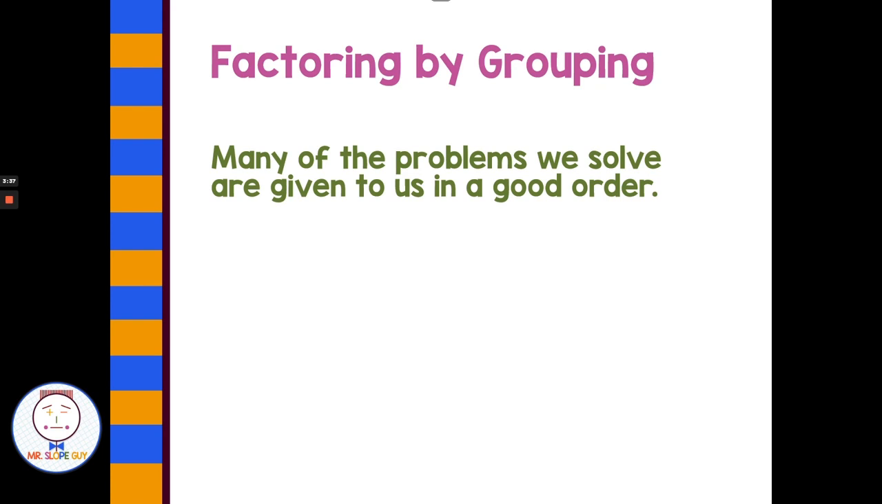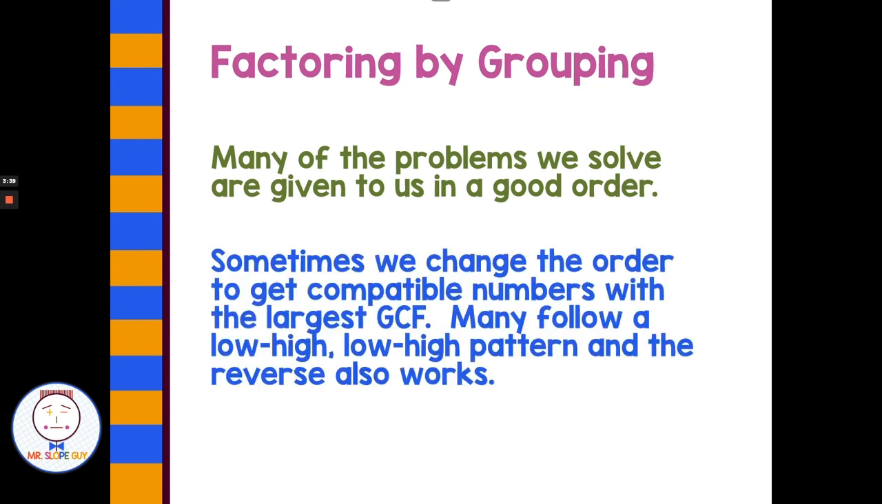So many problems we solve are given to us in a good order, but occasionally we need to change the order to get compatible numbers with the largest GCF, and many of them will follow a low-high pattern. Low-high, and the reverse would also work. But keep in mind, we're looking to get the same factors in parentheses to be able to use GCF repeatedly. So we want to do everything we can to set up to make that work.